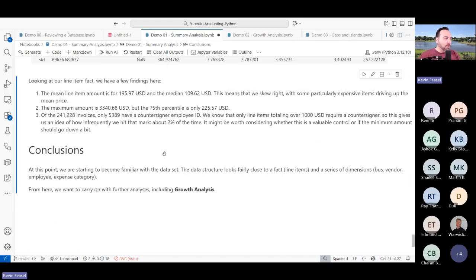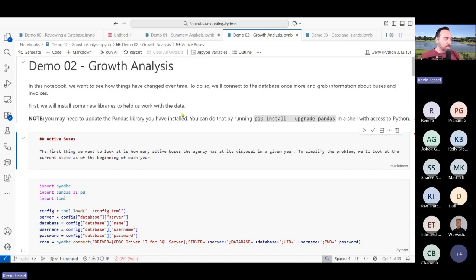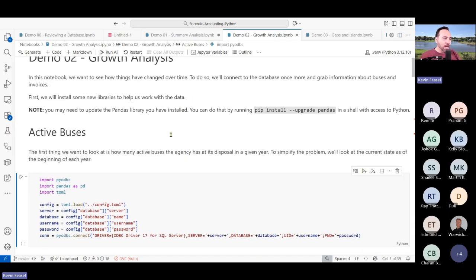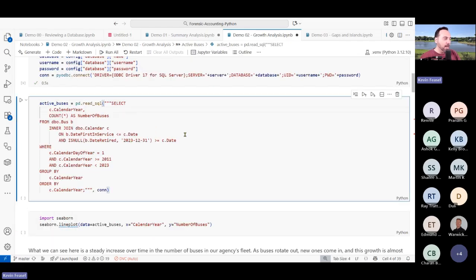All right, so that was summary analysis. Let's take a quick peek at growth analysis, because I did talk about that in the slides. What I want to do is check first on buses. So let's bring in our data set and let's have a query of buses.